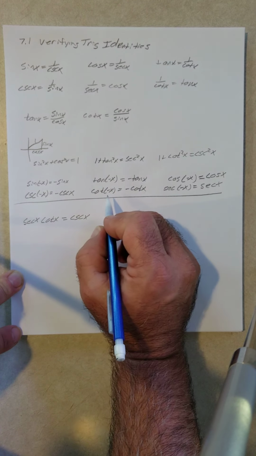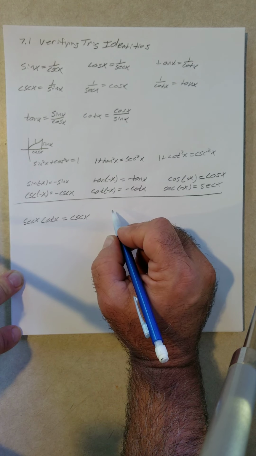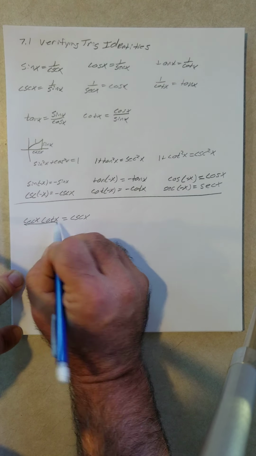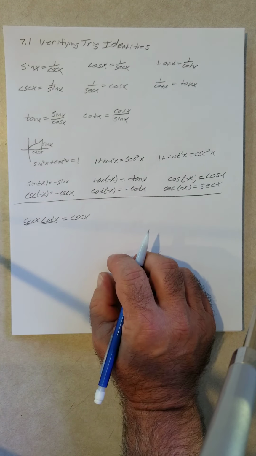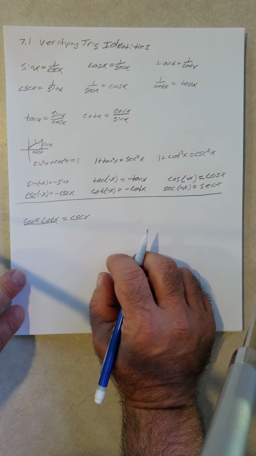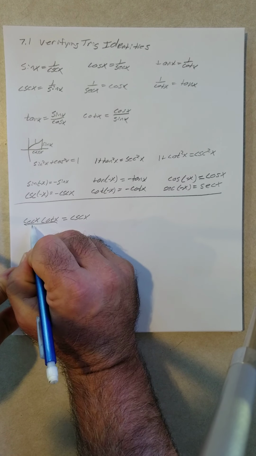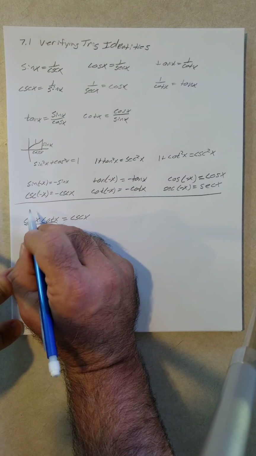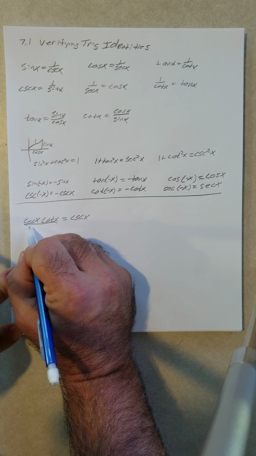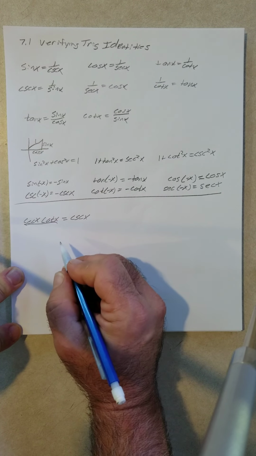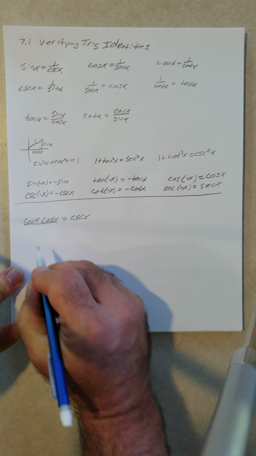One rule of thumb is to start with the most complicated side. So this would be the most complicated side, and I'm going to change everything into sines and cosines. That's kind of a basic rule of thumb. You can do these many different ways, and if you get stuck, be willing to start over and try again.